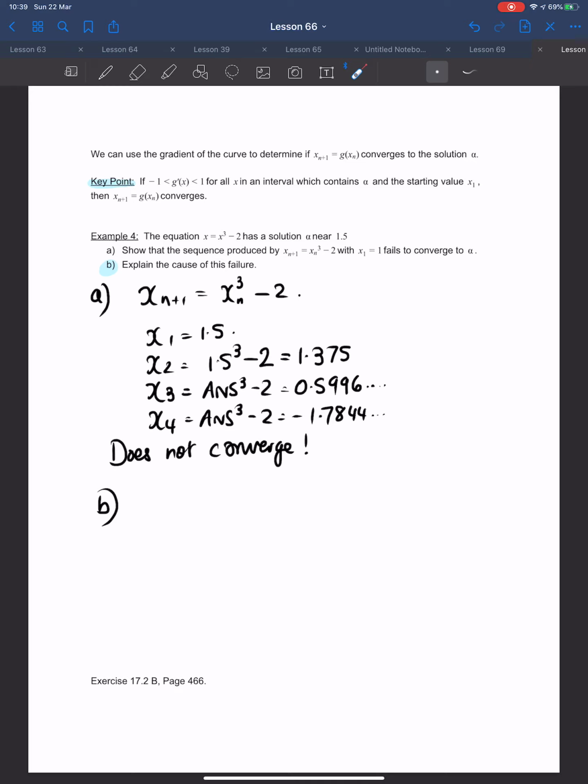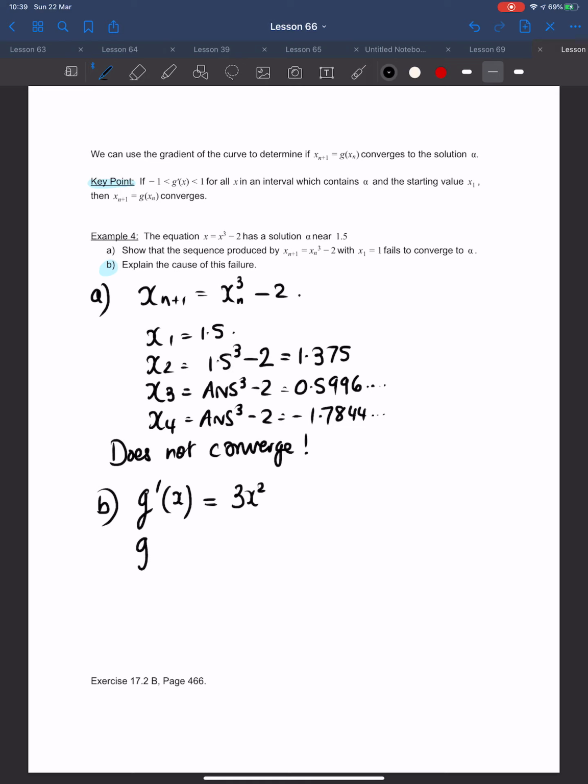The cause of the failure: if -1 is less than g dashed x is less than 1 for all x in an interval which contains alpha and the starting value x1. Oh, I didn't read the question properly. No, it's fine. Right, part B. g dashed of x is 3x squared. And the reason for that, look, this is g. g is this right-hand side, and you differentiate that. It's 3x squared.